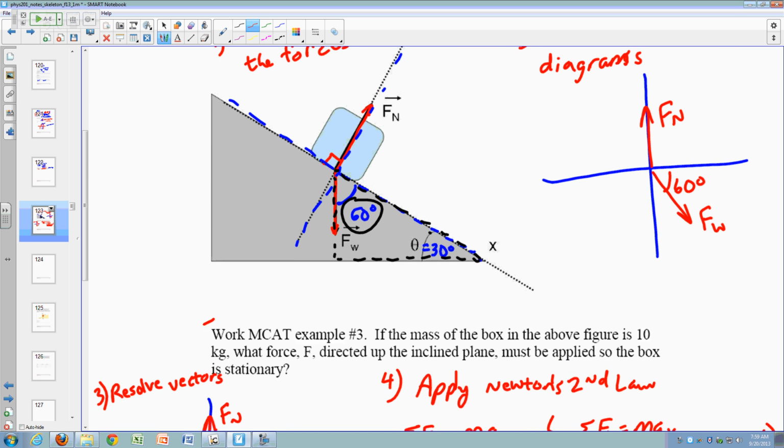Now let's look at this example. This is from a Kaplan MCAT problem. If the mass of this box is 10 kilograms, then what force F directed up the inclined plane must be applied so that the box is stationary? So I want to know what must this force be so that the box is stationary. I'm going to add it to my vector diagram here, F.